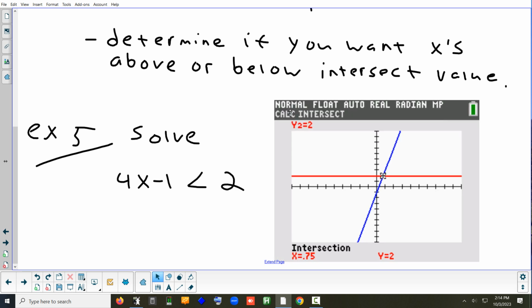Example 5 is the same problem. We're just doing it again. It's what I already have on the board. So in this case, do you want the x values that are below 0.75 or above? Yeah. Below. Yep, you definitely want to be below. If you're above, you're going to have a point up here, which is above the red line. You don't want to be above it. You want to be below.